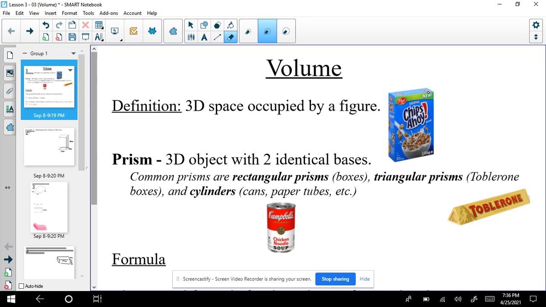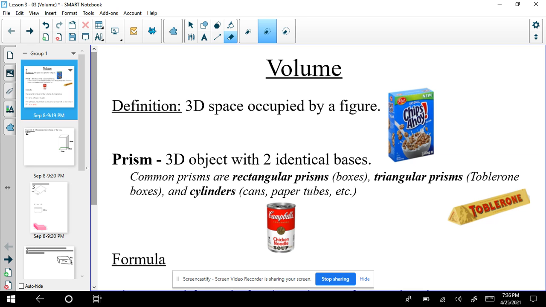If we take a look at our figure here, the base on the bottom of the Chips Ahoy box is the same as the base up top. So that has two identical bases. The common prisms we're going to see are rectangular prisms. What I just showed you with the Chips Ahoy cookie box, or I guess cereal box, is a rectangular prism. Then there are triangular prisms, like our Toblerone box here, where we have a base on one side and the identical base on the other side.